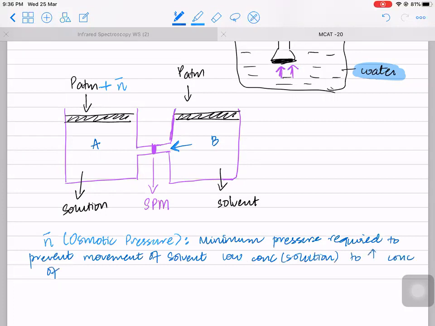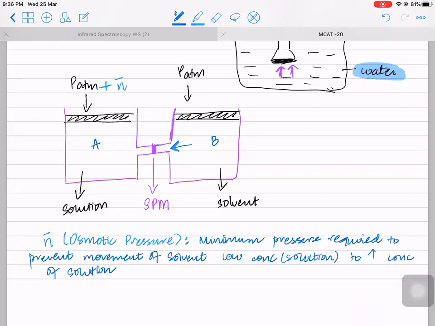Basically, you're just preventing what? Osmosis. And the minimum pressure that you require to do that, against the direction of osmosis, will be called what? Osmotic pressure. Right? So this minimum pressure is what we call osmotic pressure.